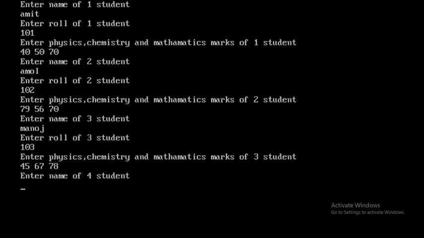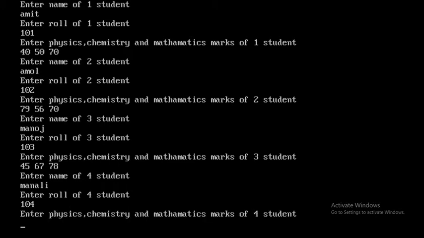Asking details of fourth student now. Suppose Manali. So roll number is suppose 104. So marks of Manali, say suppose 89, 56, 45. Okay, now I have provided all details of all four students. Now if I press enter, what does it have to display? It has to display name, role and total marks of all students in tabular format.